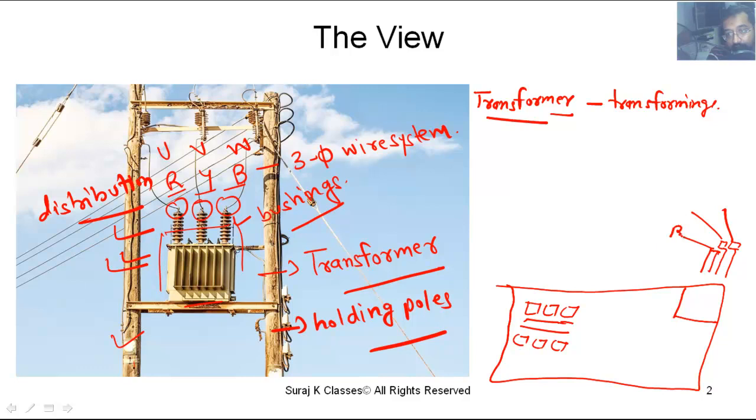So these are lines. One is R, one is Y, one is B. You may denote them with U, V, W as well, and I have no issue with that, but generally in India we denote them with R, Y and B. So there are three lines carried by these poles. This doesn't look like a pole anyway, but just consider it a pole. It is a single pole and all three wires are carried on it.